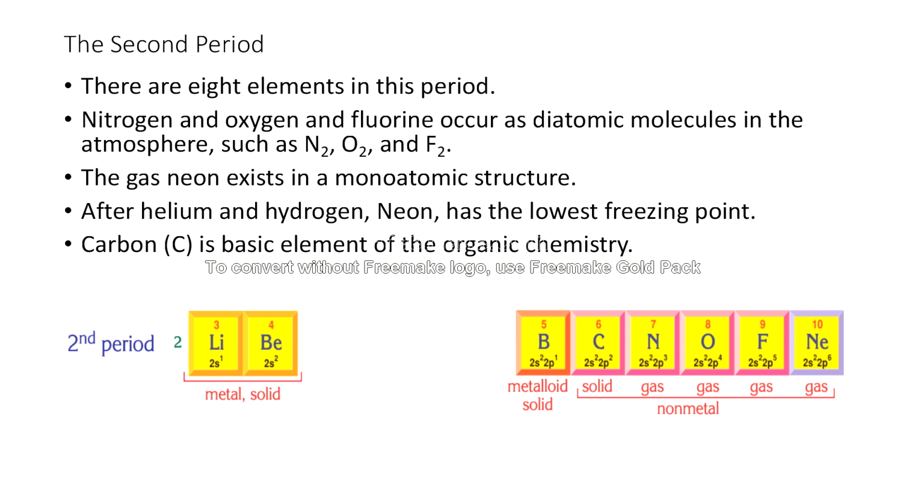Remember that neon is also a noble gas, so it doesn't react with another element or with itself. That is why it has a monatomic structure. After helium and hydrogen, neon has the lowest freezing point. Carbon is the basic element of organic chemistry. You're going to learn organic chemistry next year.